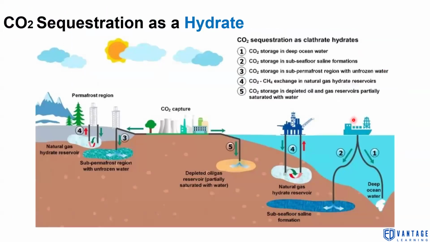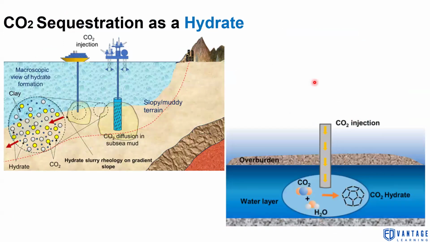This is in clathrate hydrates, which I've already talked about previously. So when we want to sequester CO2 as a hydrate, we are talking about two things. One is utilizing CO2 to enhance methane production, because the methane is replaced by CO2 molecules. And secondly, we are trying to focus on CO2 storage.